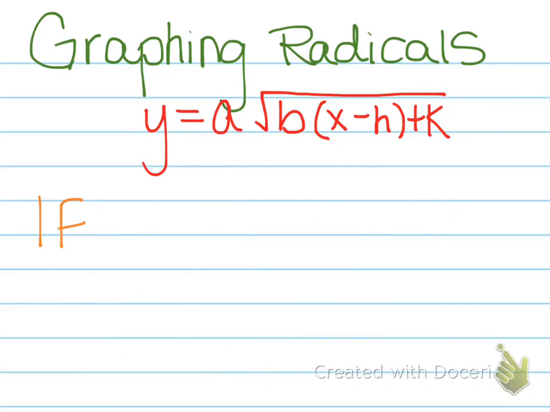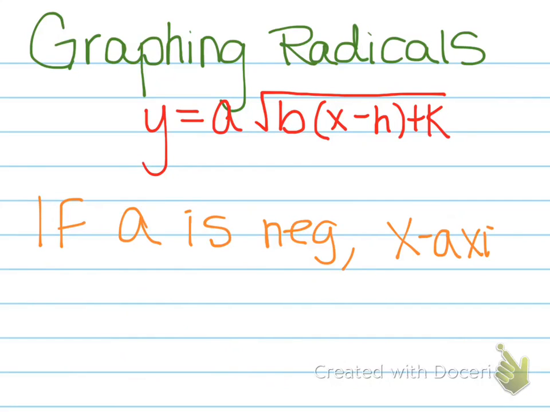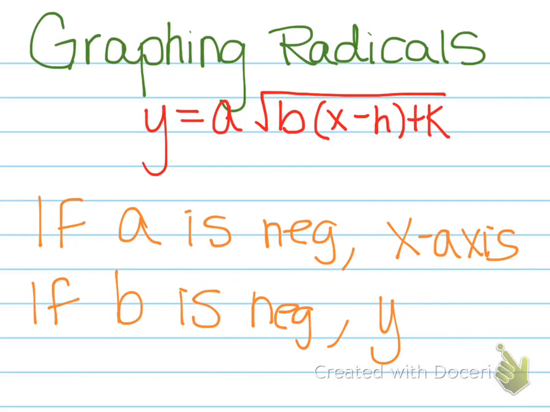Also, if A is negative, then we reflect over the x-axis. And if A is positive, if B is negative, that's a reflection over the y-axis. So now you have two different reflections to memorize.